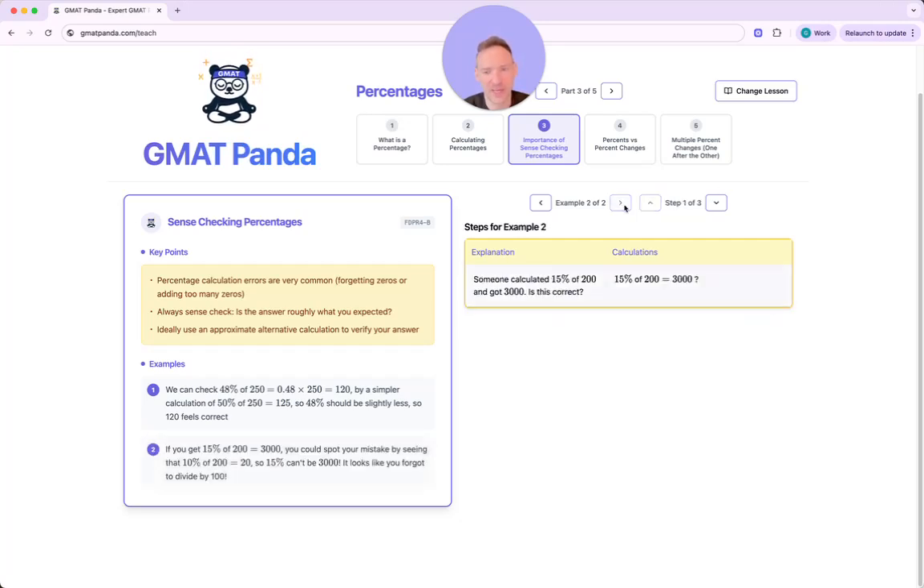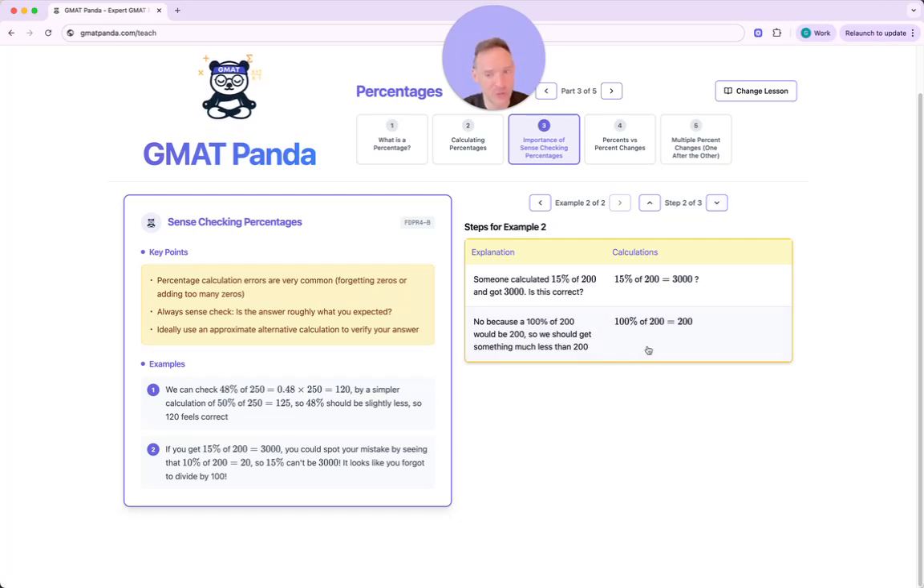Now, let's go back to that example of taking 15% of something. In this case, we're taking 15% of 200. Let's say that in our calculation, we get 3,000. Another way of sense checking that is to think, well, what is 100% of 200? 100% of something is just itself, so it's 200.